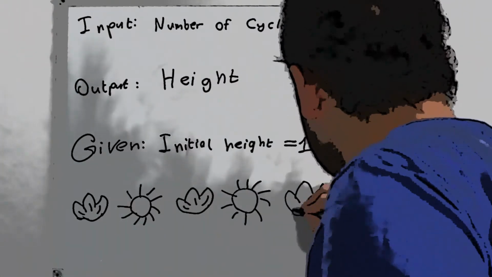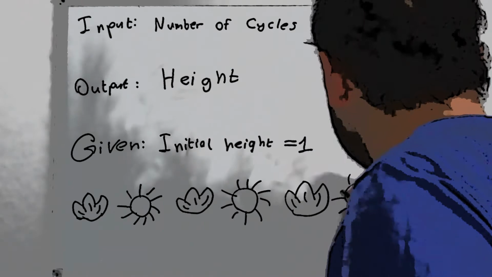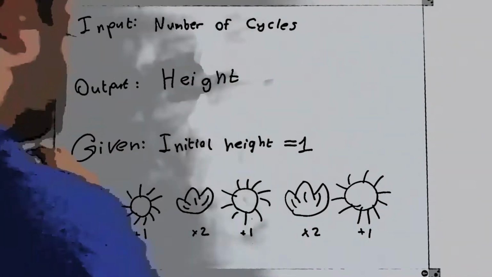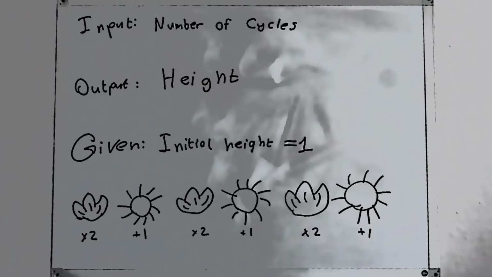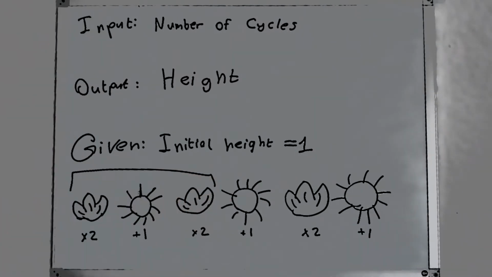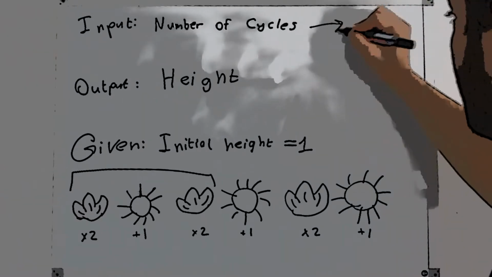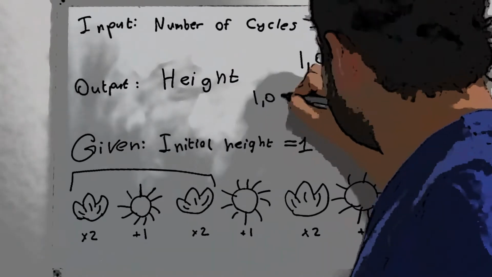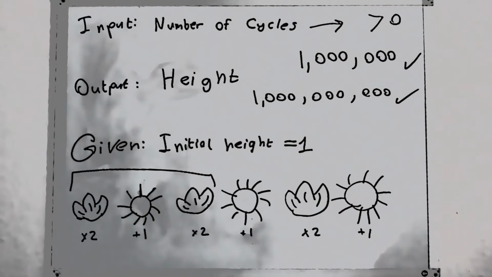And the number of cycles means, spring is 1 cycle, summer is 1 cycle. If we have 2, it means 1 spring, 1 summer. If we have 3, it means spring, summer, spring, and so on. So it could be odd, which ends with a spring, or even, which ends with summer. It could be anything. And of course, keep in mind that it could be in any range. You might expect the input to be in millions or billions. So basically, any positive integer could be expected.